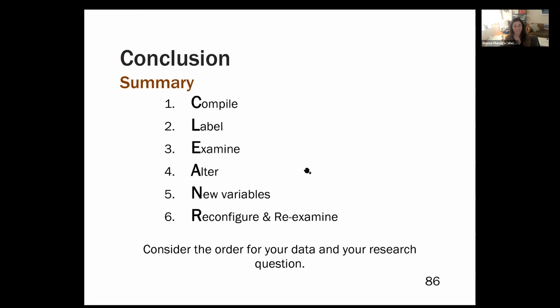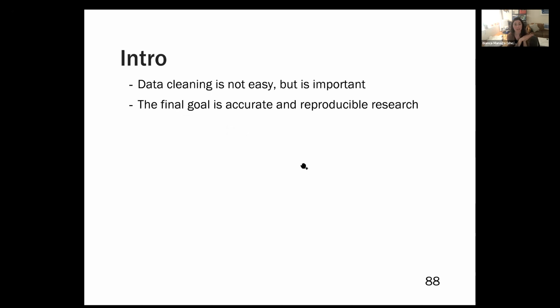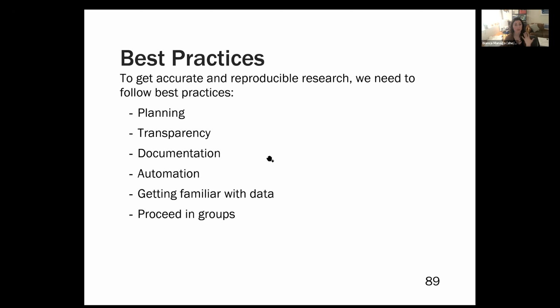Conclusion, CLEANR. So, concluding the intro, data cleaning is not easy, but it's important, and the final goal is accurate and reproducible research. Best practices to get there: we want to plan ahead. We want to have transparency in our decisions. We want to document our decisions in a way that makes it easy for other people to follow what we're up to. We want to automate things so we're not changing it in a million different places. We want to get familiar with our data really intimately, and proceeding in groups can be helpful.